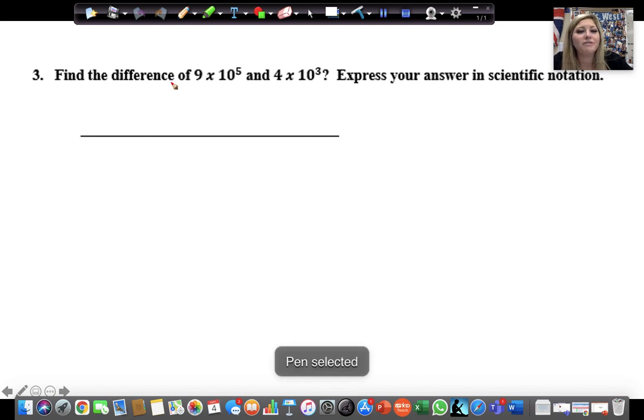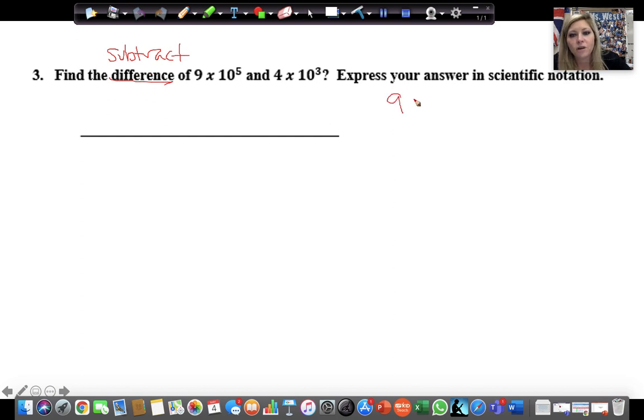Okay, so find the difference. Difference means subtract. Okay, so we have 9 times 10 to the 5th power, 1, 2, 3, 4, and 5. 4 times 10 to the 3rd power, 1, 2, and 3, and we got to put our 4 here. Okay, and we are subtracting. We're going to have to borrow here because we cannot take 4 from 0. So we'll borrow. This becomes an 8. This was a 10, but we have to borrow, so now it's a 9, and this one is a 10. 10 minus 4 gives us 6. 9 minus 0 is 9, and 8 minus 0 is 8.